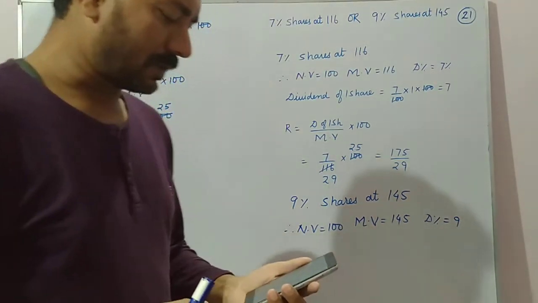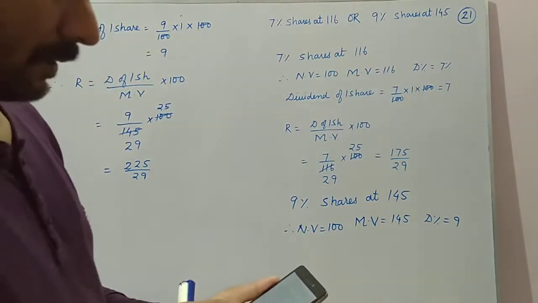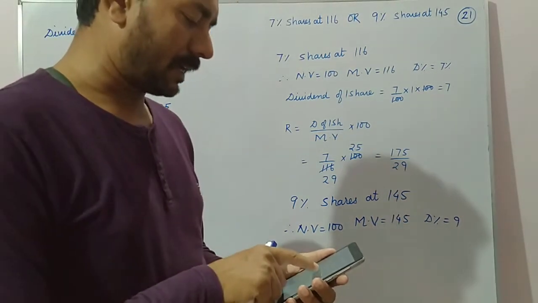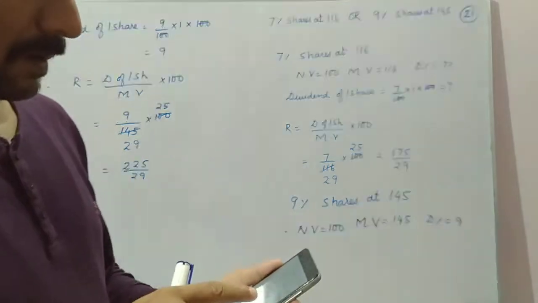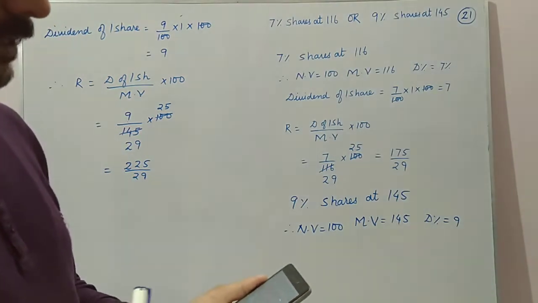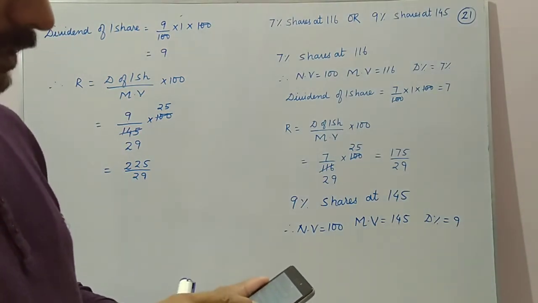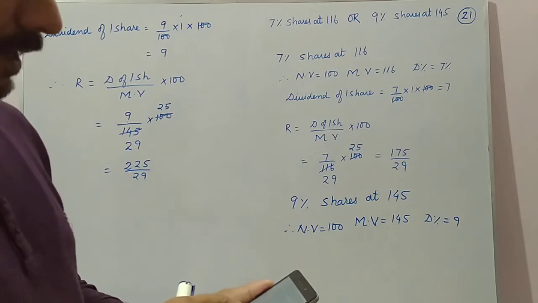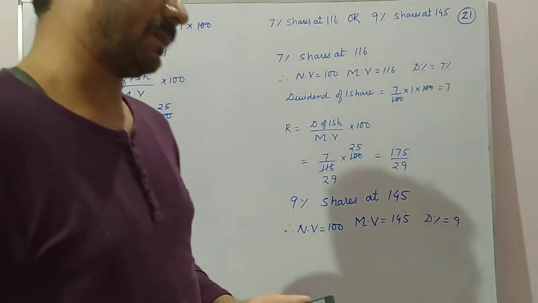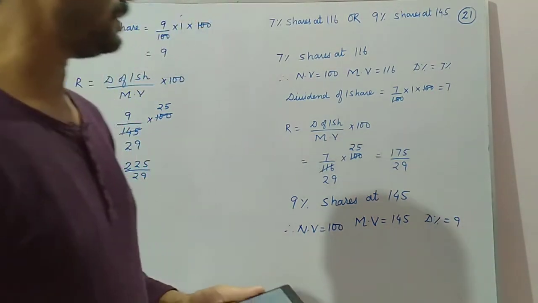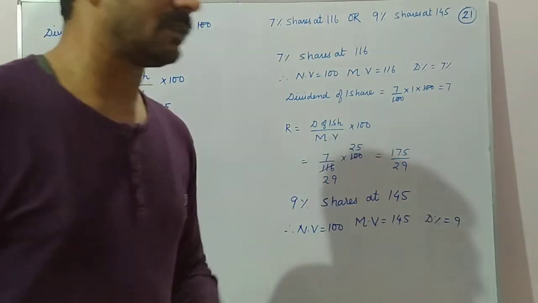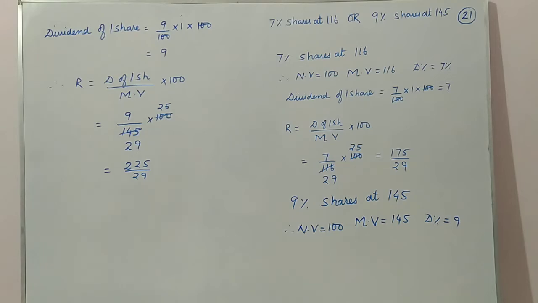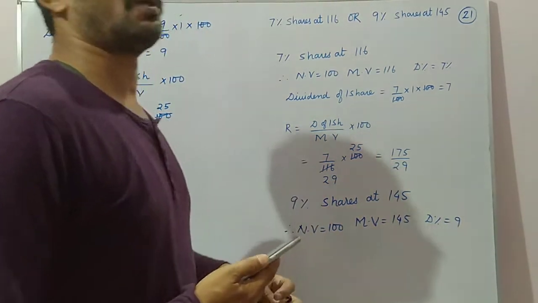So today we will start with question number 21. Now see, in question number 21 it is given that two companies have shares of 7% at 116 and 9% at 145 respectively. In which of the shares would the investment be more profitable? Now see here, one share is 7% shares at 116, second one is 9% shares at 145. Now we have to find out which is more profitable.